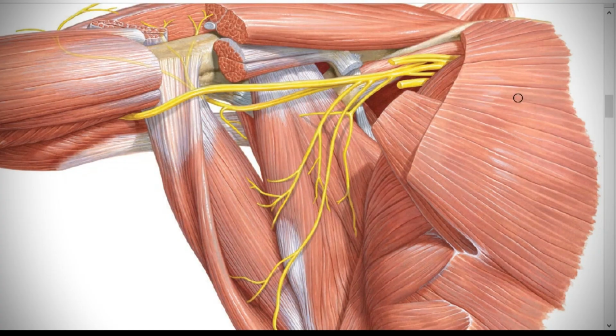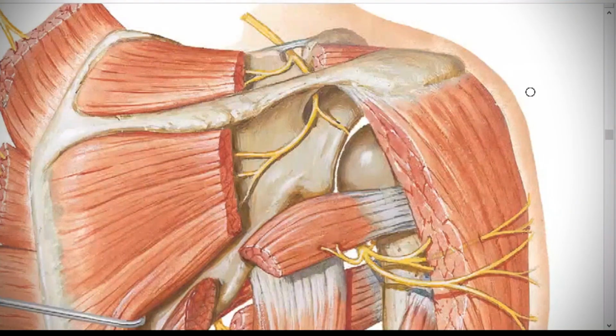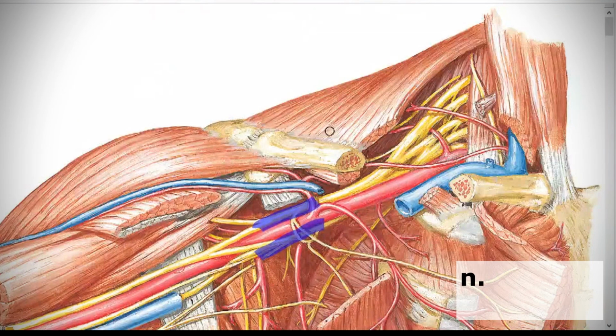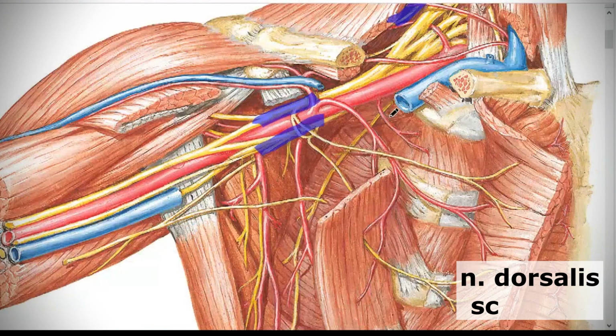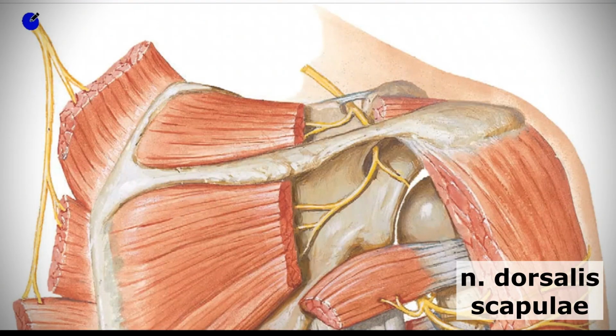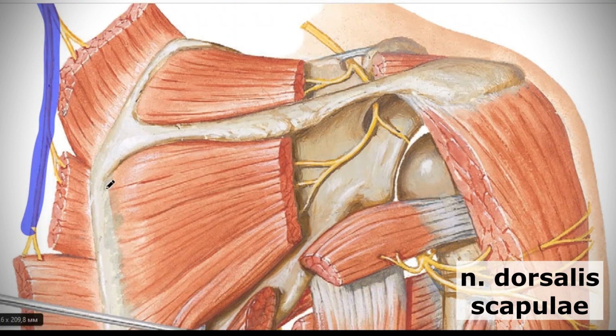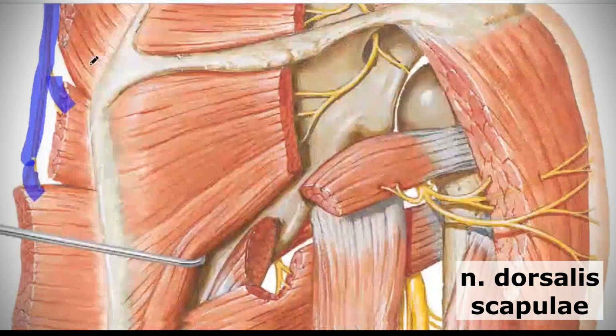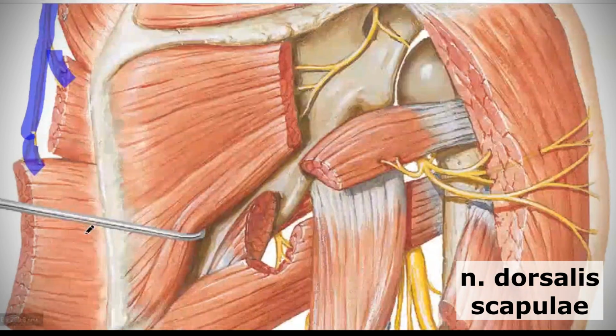I'm gonna speak about short branches. We have 3 nerves that go to scapula. So first one, nervus dorsalis scapulae. It goes along with musculus levator scapulae. Here it is. Goes down to the medial margin of scapula and innervates muscles that insert there. Dorsalis scapulae innervates musculus levator scapulae, musculus rhomboideus minor, and rhomboideus major.